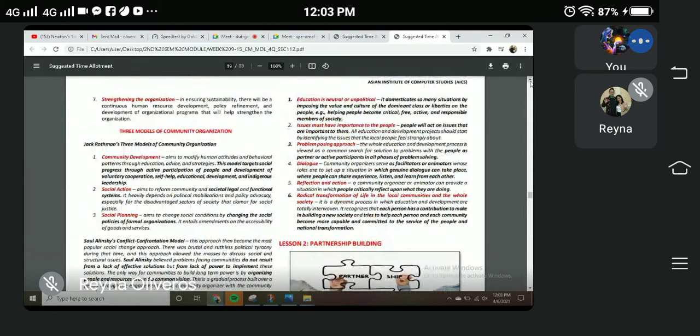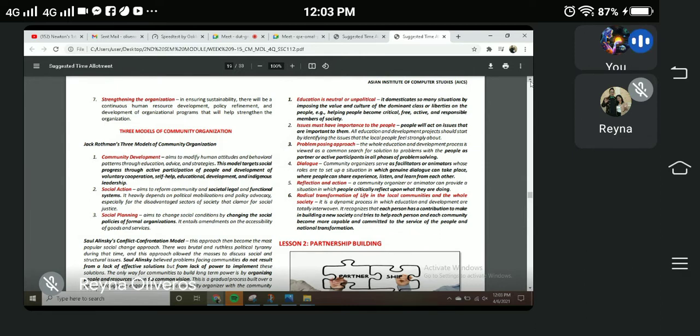Only the man can go to school. So kumbaga, naging alipin, ika nga, ng maling sitwasyon. So from then, he promoted his model wherein an individual should know how to analyze his or her situation. Okay? So from number 1, education is neutral or unpolitical.